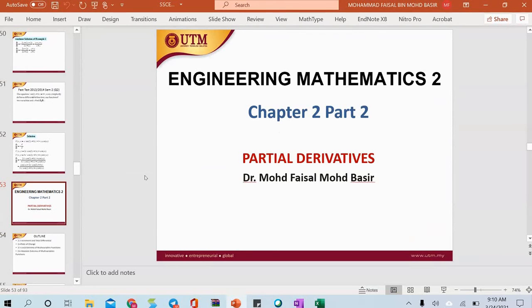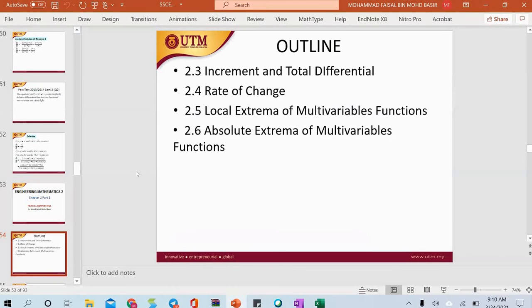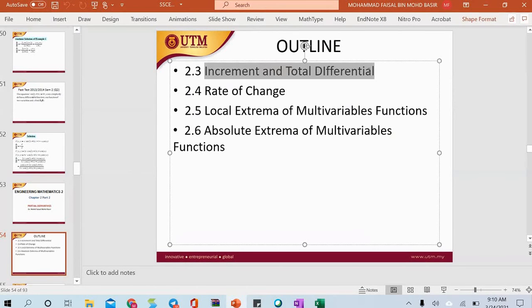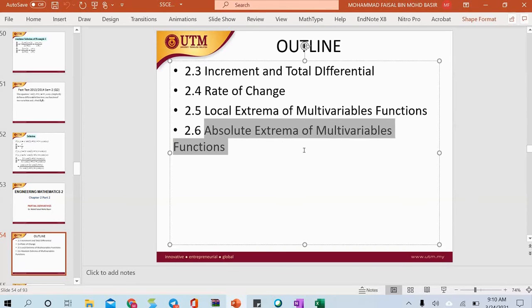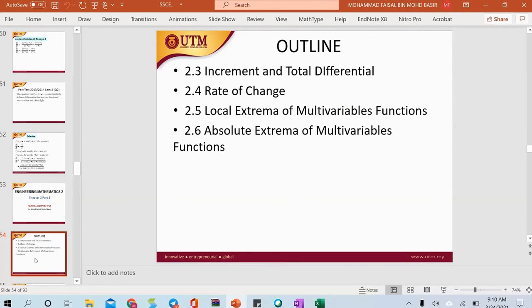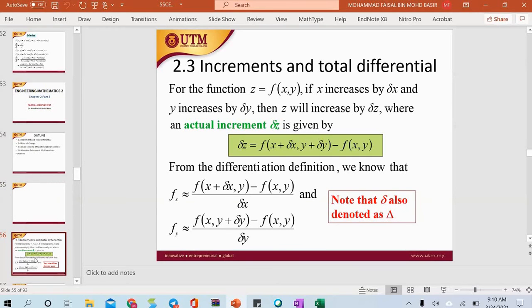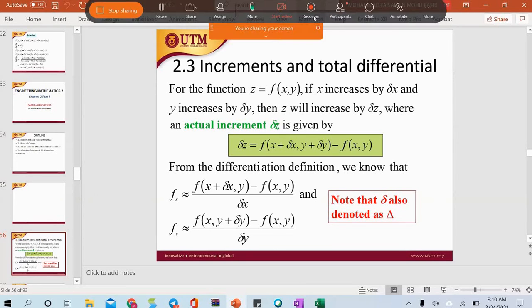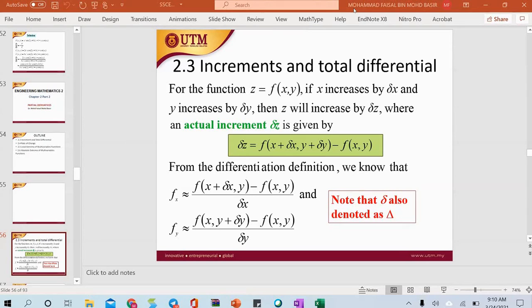Partial derivatives part 2. Here we will learn about the increment and total differential, rate of change, local extreme, and absolute extreme. Increments and total differential. Does everyone have this note? Do you have this note? Yes, Doctor, we got the notes.